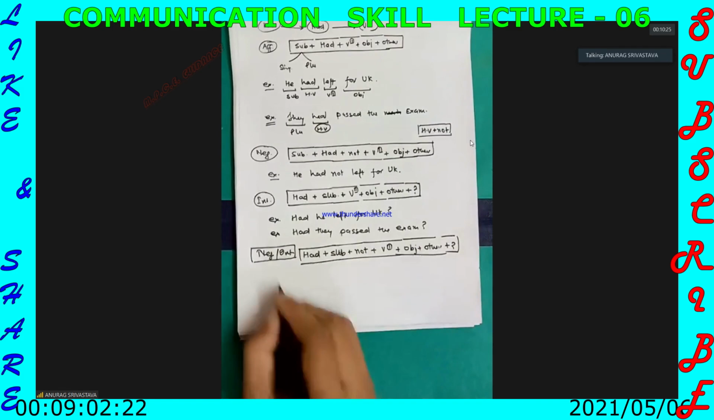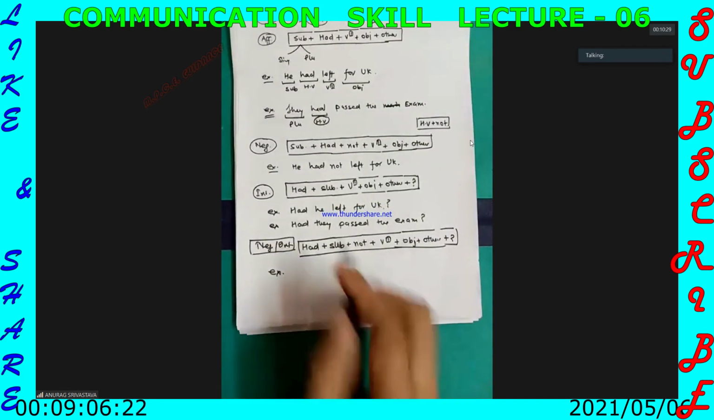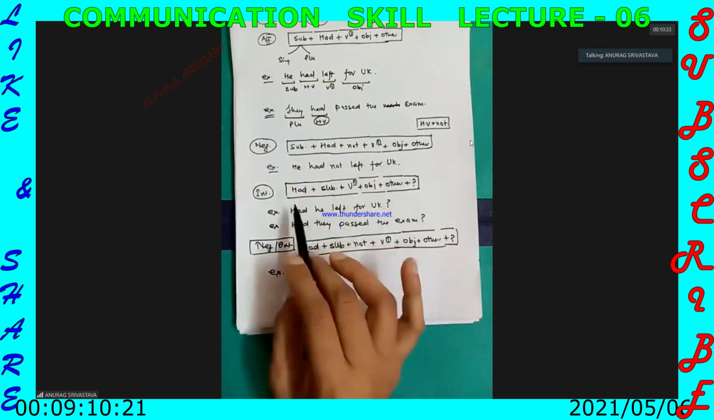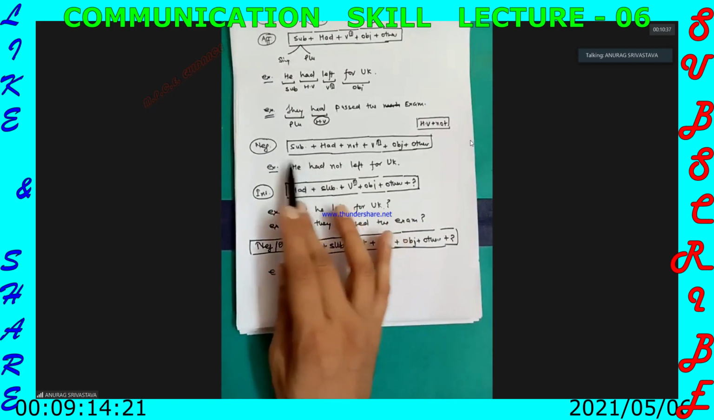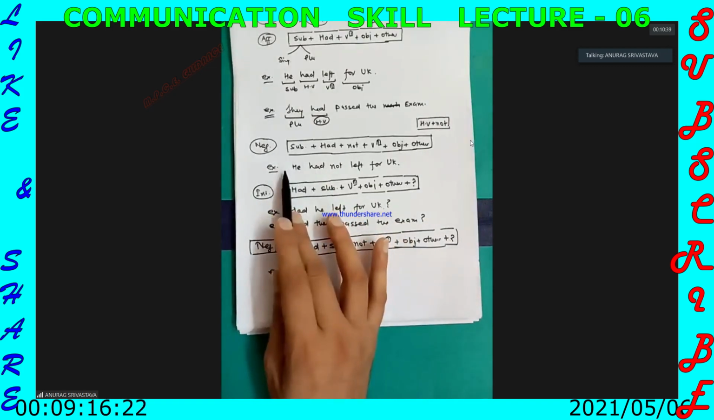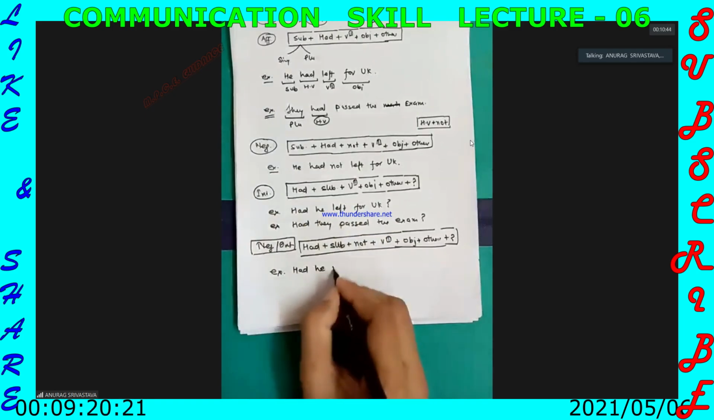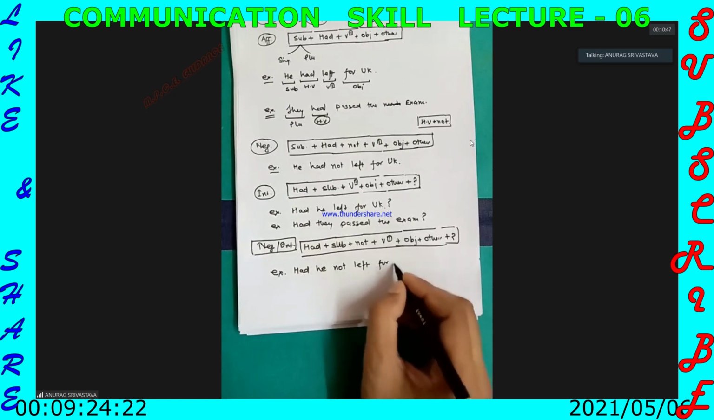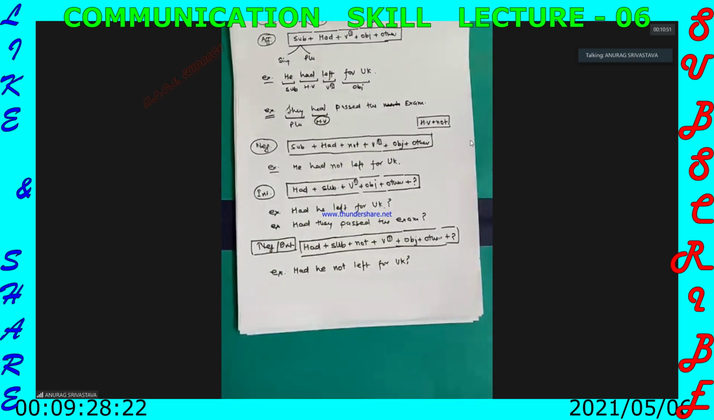So, that's the same example in negative interrogative. Which was the negative sentence? He had not left for UK. We have to convert it into the negative interrogative. So, had will be placed at the very first of the sentence. It becomes: had he not left for UK. It is the negative interrogative form of the past perfect tense.